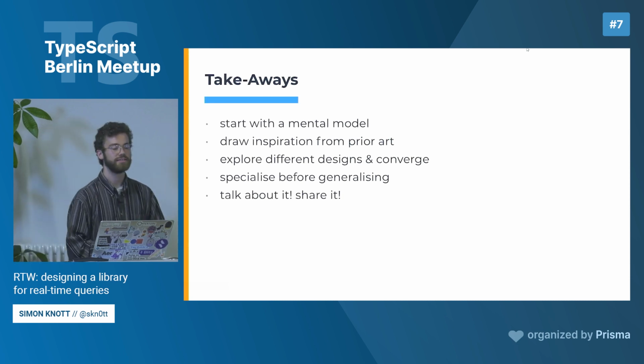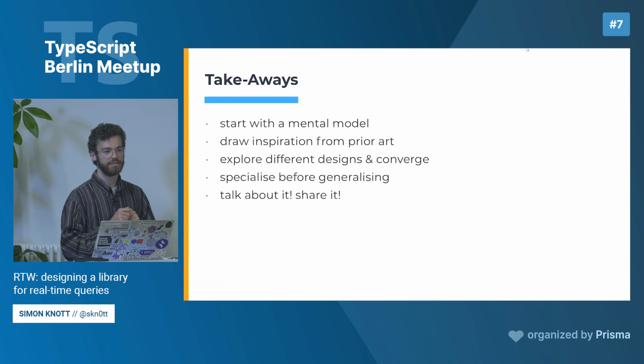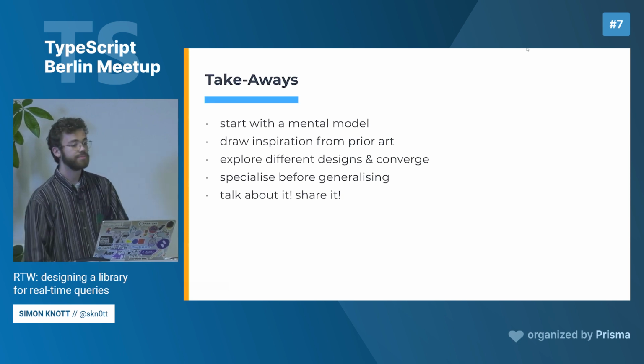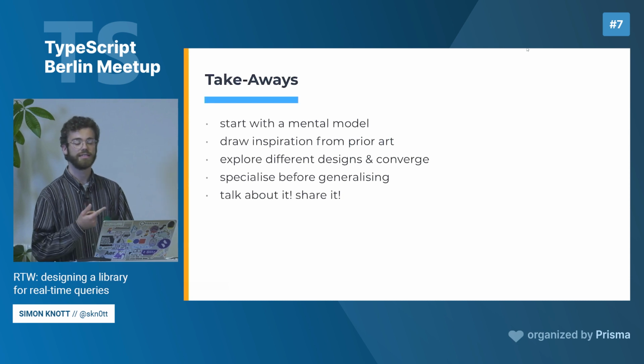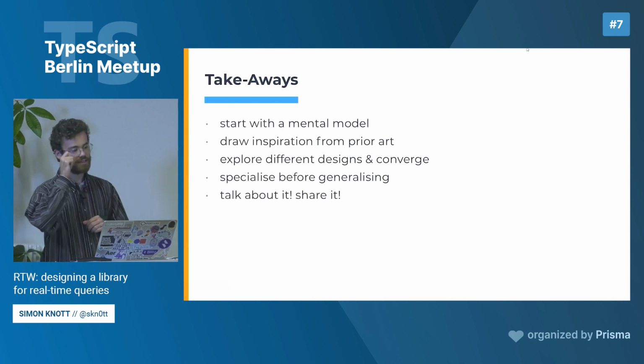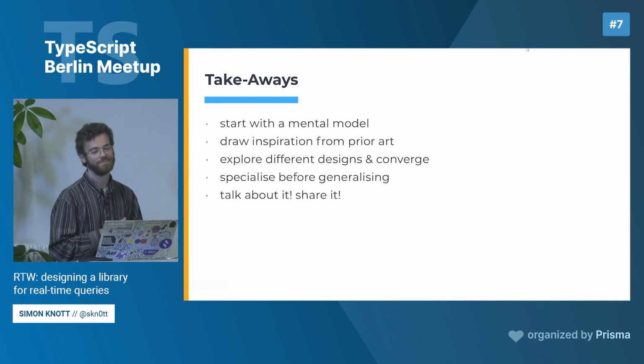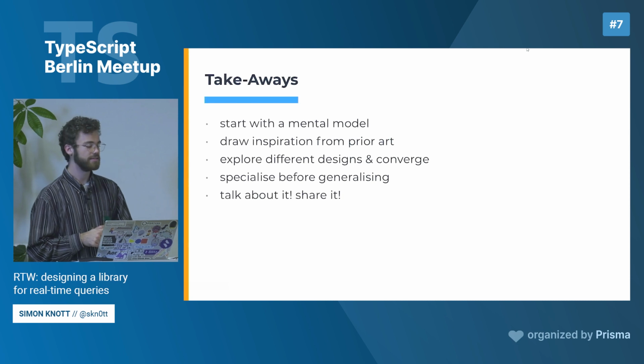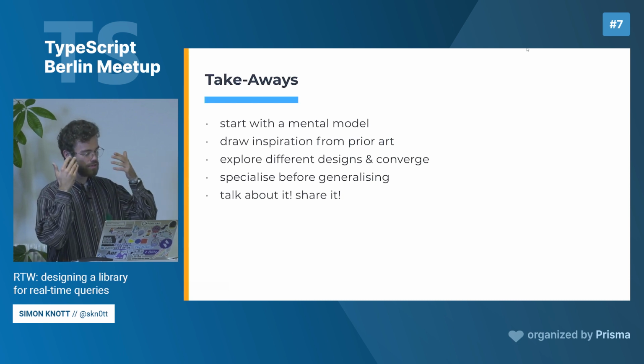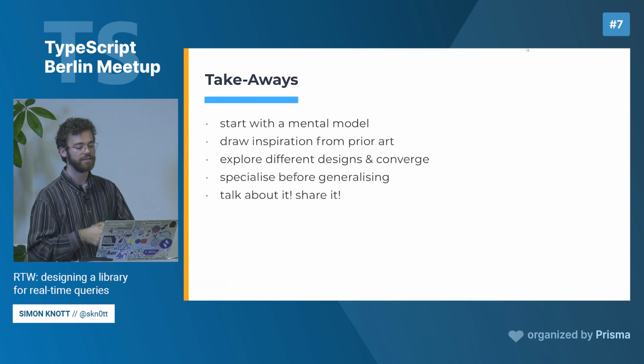Then when you design things, explore different designs. Try different things, find where they're good, where they're bad, and then converge into one shared design. In our case, that was trying classes, trying functions, and then converging to functions. Also, specialize before generalizing. When we started building this, we had this goal of finding out who the most active user on Wikipedia is, at least at the moment. And that was our goal, which we used to build and design that library.